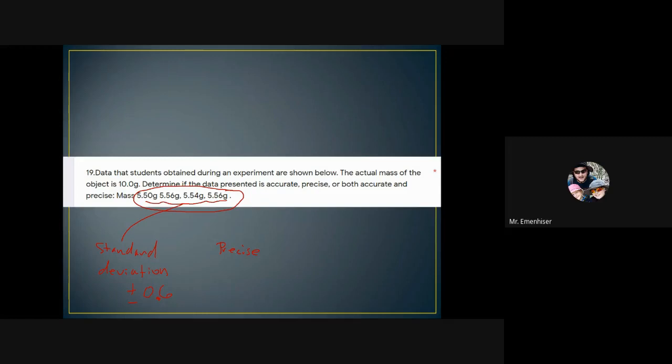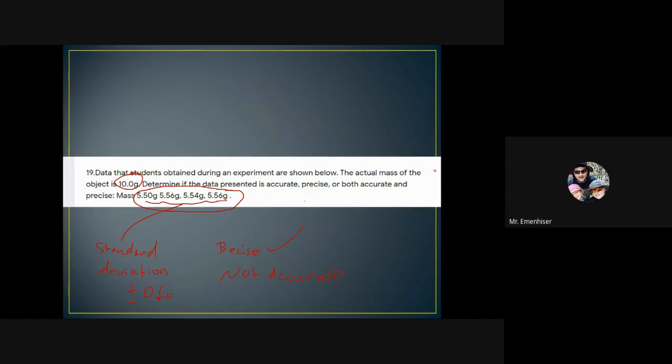So this would be precise because they are close to each other, but it is not accurate. Why is it not accurate? Well, we were supposed to get 10, and we got half of that, which is about 50% error. That's not accurate. For percent error, you want like 90% error or 10% error. Less than 10% error is acceptable.